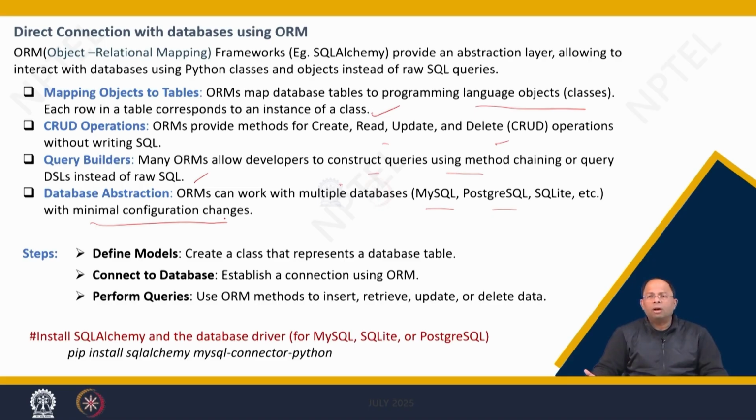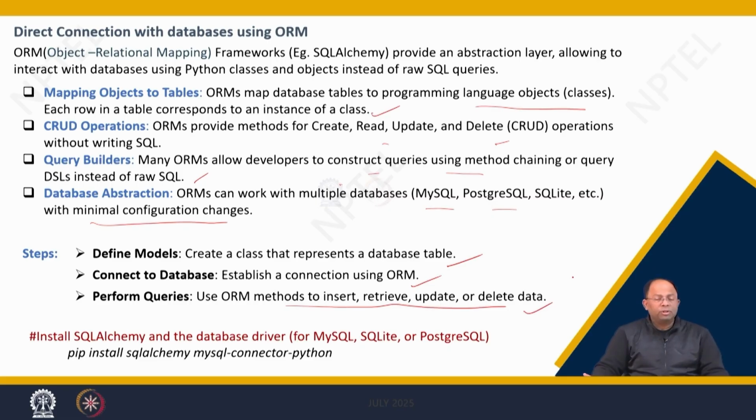So, again, how will I go ahead? First I have to define the models, that is, create a class that represents a database table. That is the first thing. Then connect to the database: establish a connection using the ORM, for any database. And then I have to perform the queries by using ORM methods, like to insert, retrieve, update or delete. That means I can call ORM functions or methods, and automatically I can do all the tasks that we were doing earlier by writing and executing queries.